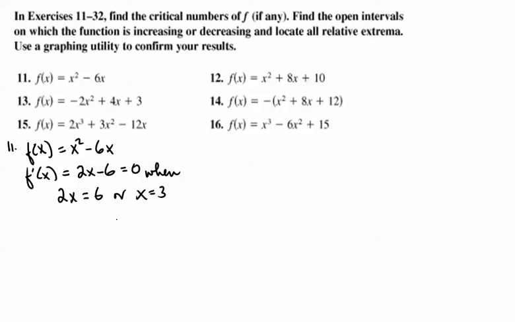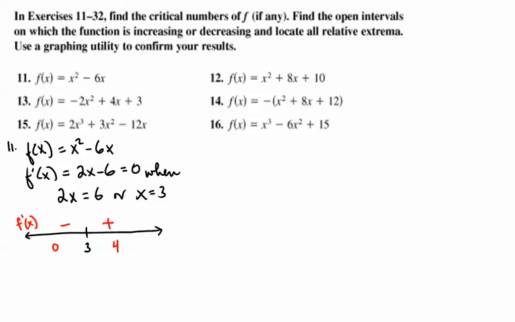The next thing we're going to do is make a number line. We're going to plot our critical numbers. In this case, it's only x equals 3. We're going to select some test values in each interval, so that would be 0 and 4. And again, we're testing the first derivative here. So we go back, plug in 0, we get negative. Plug in 4, we get a positive value.